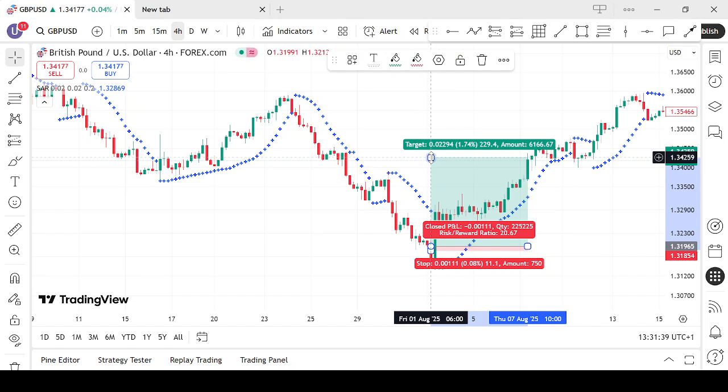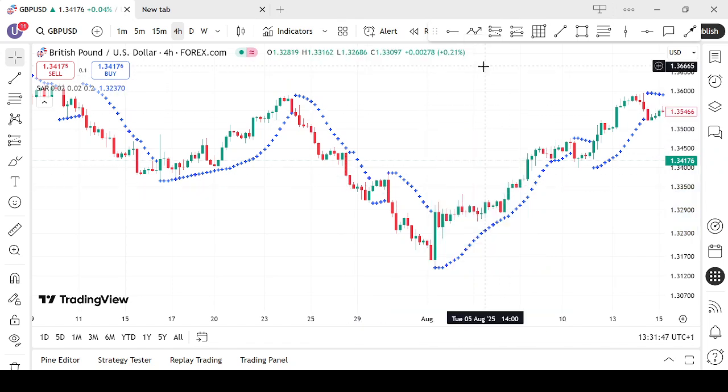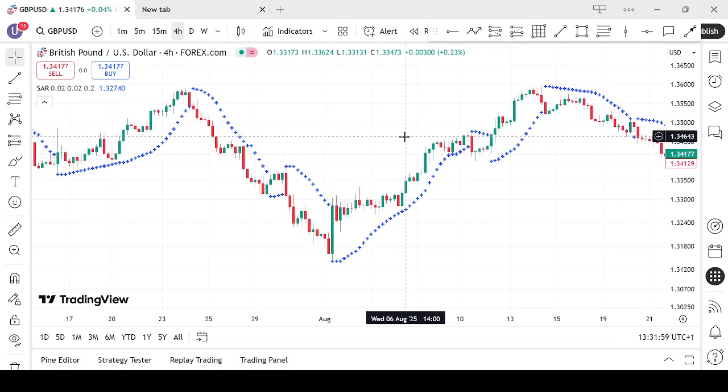Understanding the behavior of the parabolic SAR in different market conditions is crucial for using it effectively in swing trading. So when the market is trending strongly, the parabolic dots will typically stay at a good distance from price, allowing for extended moves.